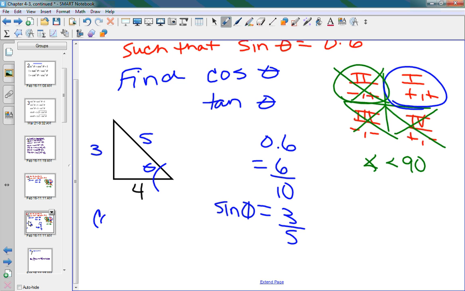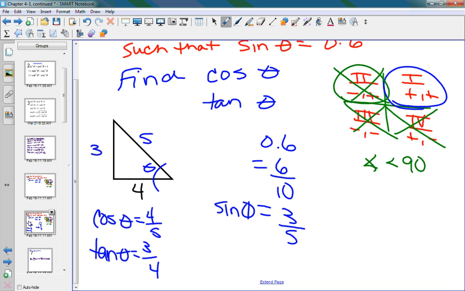Yes, what's my cosine value? Adjacent, which is 4, over hypotenuse, which is 5. What's my tangent value? Opposite, which is 3, over adjacent, which is 4. I did that very, very fast, did we not? Okay? The book doesn't want you to do that.